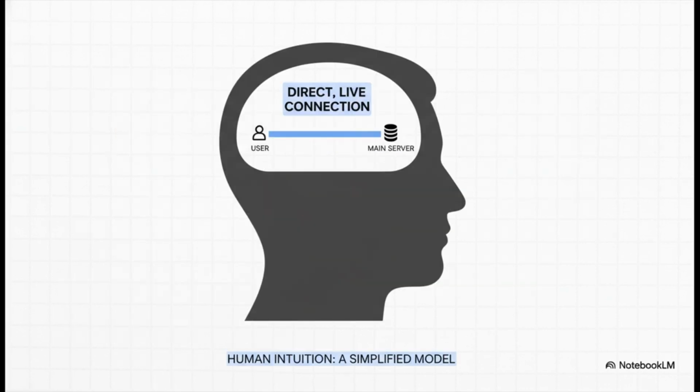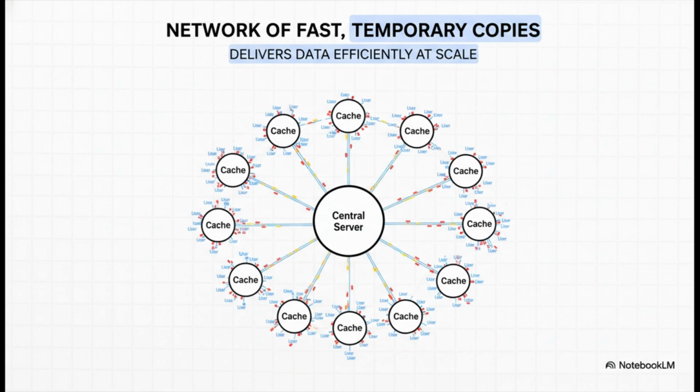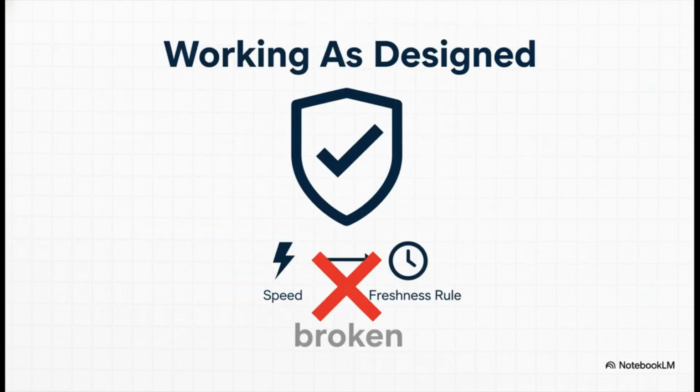The mismatch, the reason it feels so weird to us, is because our human intuition expects a direct, live connection. We think, I just gave you the new information, so you should know about it. But the system isn't built on one single direct link. It's actually built on this massive distributed network of fast temporary copies. And they're all just following that simple timer rule to handle billions of requests without falling over. So the software wasn't broken, and it didn't ignore you. It was just following its most important rule: prioritize speed by using a fresh local copy. And that right there is why the app looked up to date, but it still showed you old information.